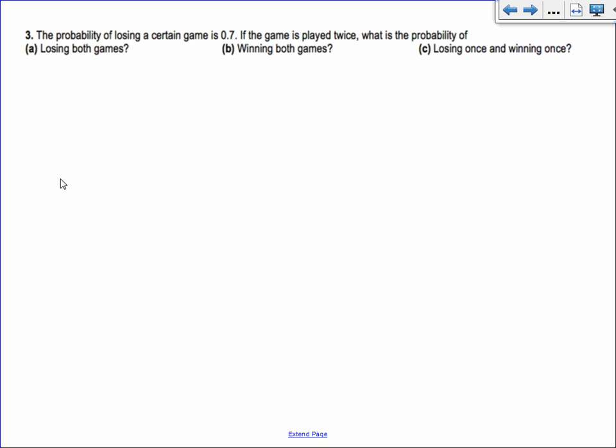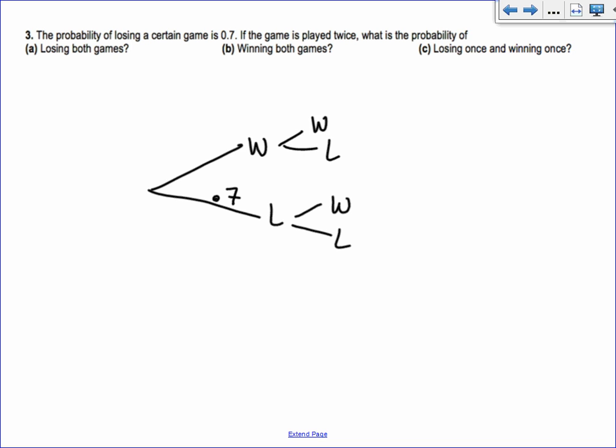All right, the next one says, the probability of losing a game is 0.7. If the game is played twice, what is the probability of losing both games, winning both games, losing once, and winning once? Okay, so let's do winning and losing, winning and losing, winning and losing. My probability of losing is 0.7. That means my probability of winning has to be the rest, 0.3. So every time I have a win branch, it's 0.3. Every time I have a lose branch, it's 0.7.